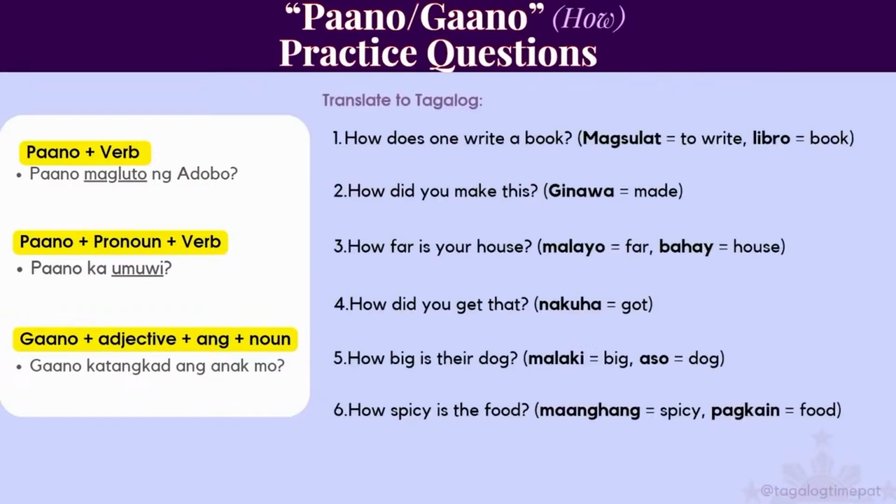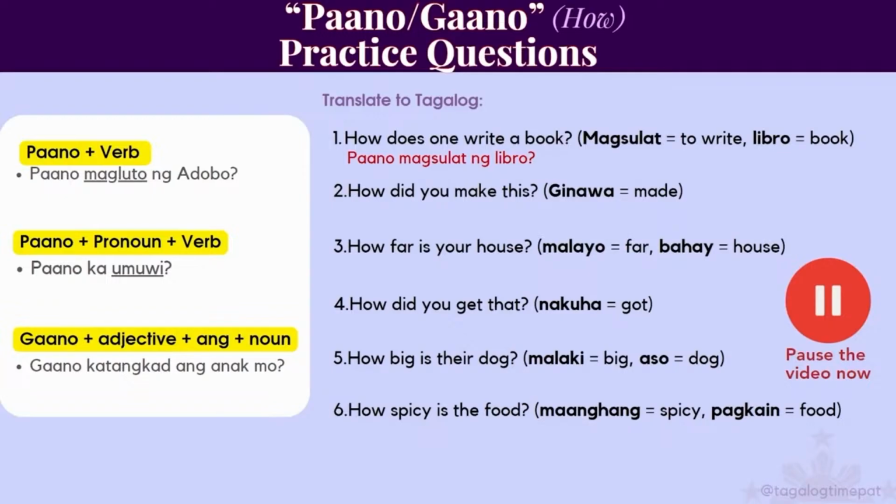And then here are the examples that I want us to do. Let's do number 1 together. How does one write a book? Magsulat means to write. Libro is book. So how does one write a book? This is actually asking about an action. So we would use paano. Paano magsulat ng libro? How does one write a book? Go ahead and pause the video now and we will do the rest together.